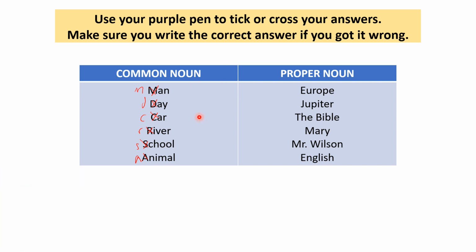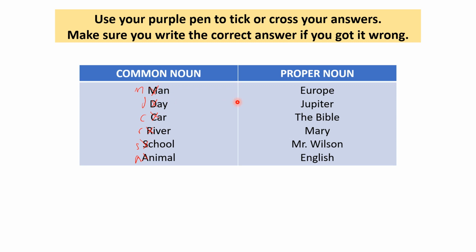So our common nouns are man, day, car, river, school, and animal, because they are names for general things. And then our proper nouns are names for specific things. Europe, Jupiter, the Bible, Mary, Mr. Wilson, and English. Pause the video, make any corrections now, and make sure, like me, your common nouns don't have capital letters.